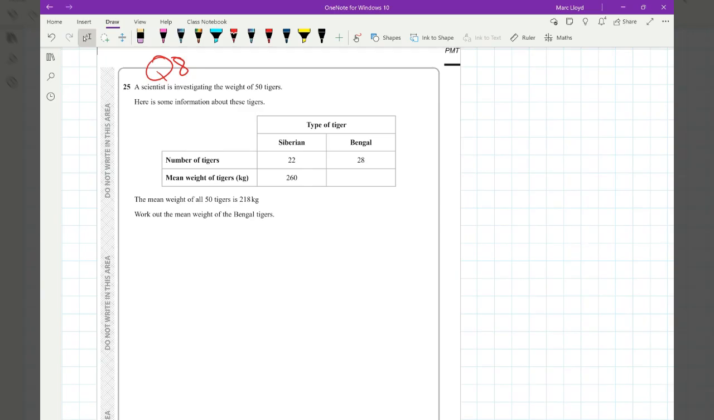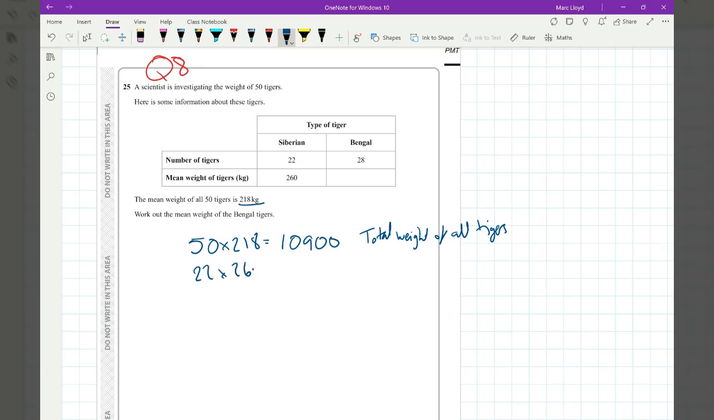Okay, question 8. A scientist is investigating the weight of 50 tigers. Here is some information about the tigers. The mean weight of all the tigers is this. Work out the mean weight of the Bengals. So 50 times by 218 gives me 10900. That is the total weight of all tigers in this sample.